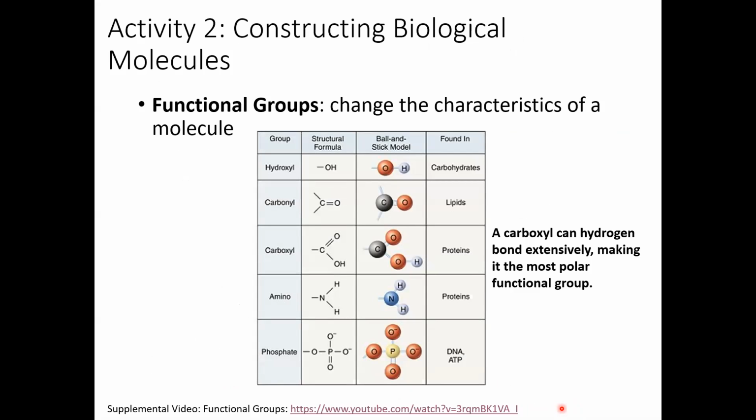All these macromolecules will have functional groups. I just want to see what you guys have to know about functional groups. Many of the important biological molecules consist of carbon and hydrogen atoms. Most of the time, biological molecules have functional groups. Functional groups are groups of atoms that change the characteristics of a molecule. If you have a hydroxyl group, this OH, added to a molecule, it can now become polar.